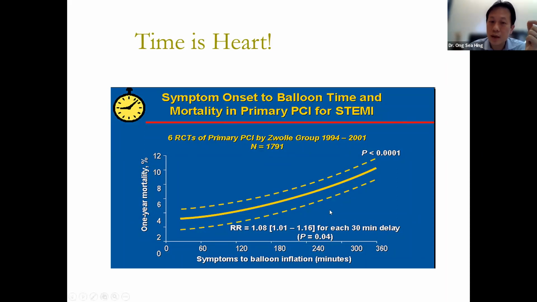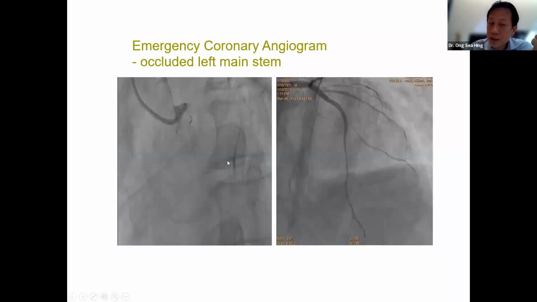We all know this slide, that the longer the time the patient has an occluded artery, the higher the mortality. Okay, so every minute counts, time is heart muscle. In that particular patient, he had what we call a widowmaker, or a 100% occluded left main stem artery. This is the catheter, the angioplasty catheter that we put in when we do a coronary angiogram, and we inject contrast into the coronary arteries.